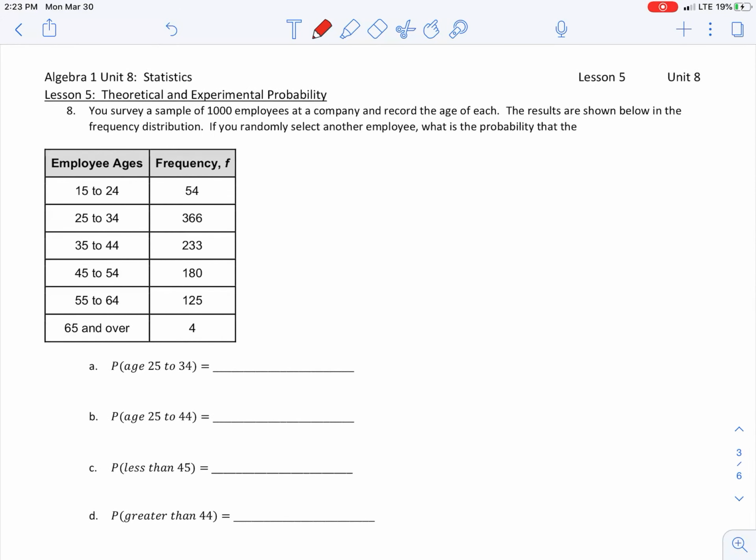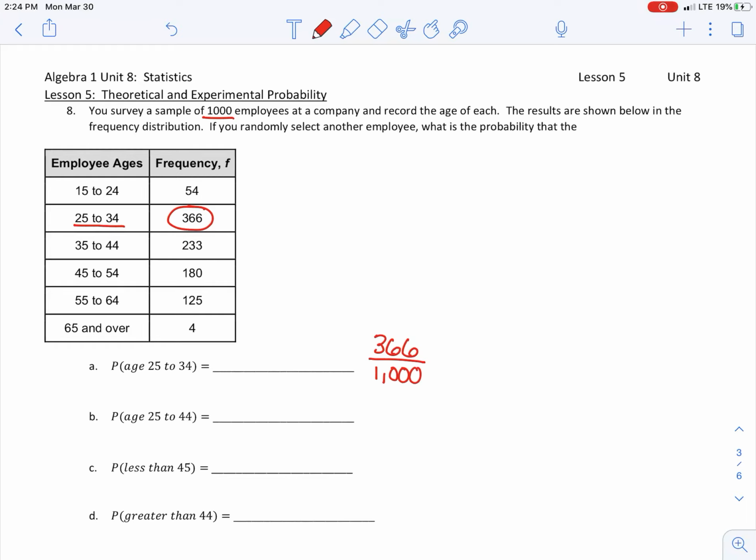So, for number 8, it says you survey a sample of 1,000 employees at a company and record the age of each. The results are shown below in a frequency distribution. If you randomly select another employee, what is the probability that they're aged 25 to 34? So here we're looking at 25 to 34, and there are 366 employees aged in that range. So we have 366, out of the total, and the sample is 1,000 employees.